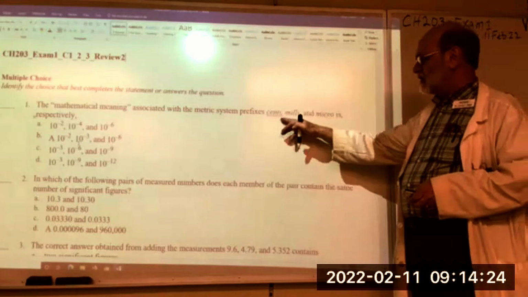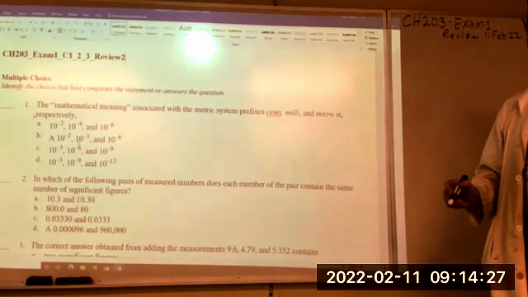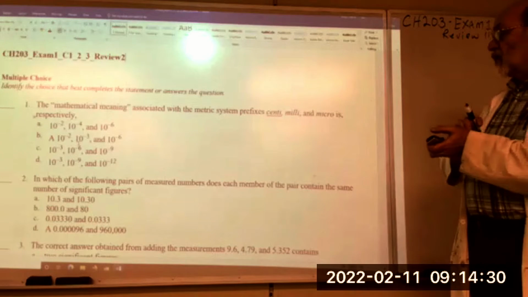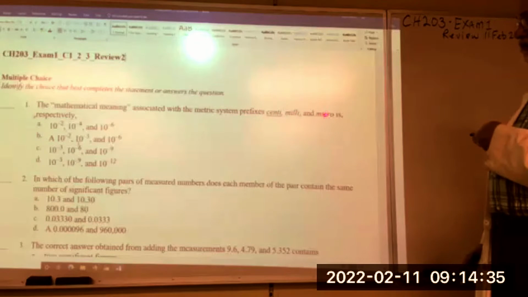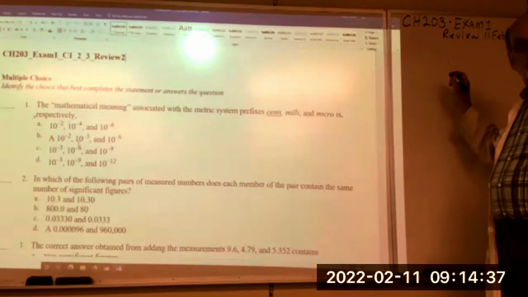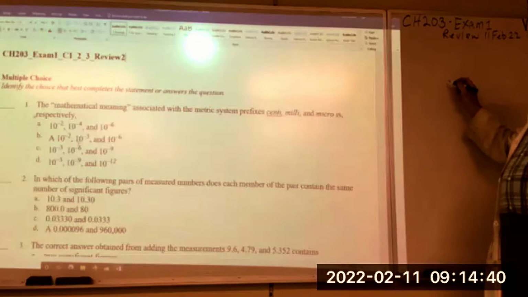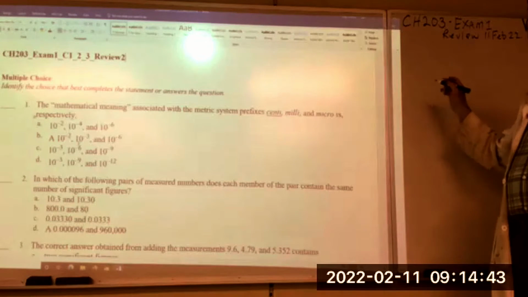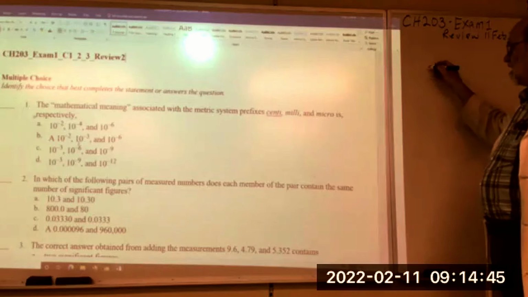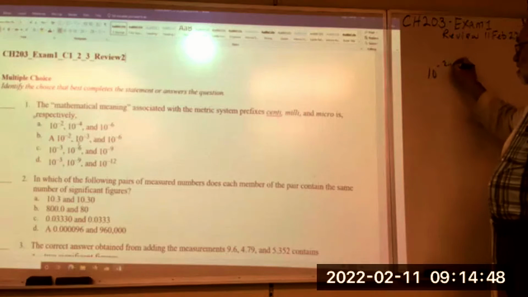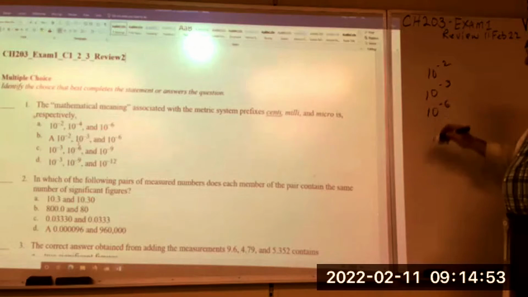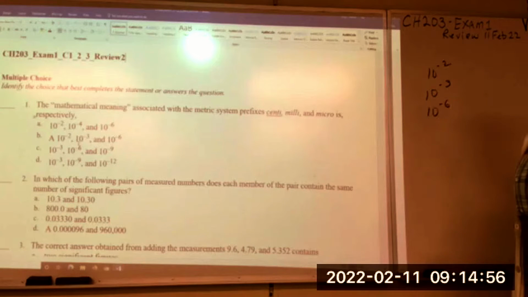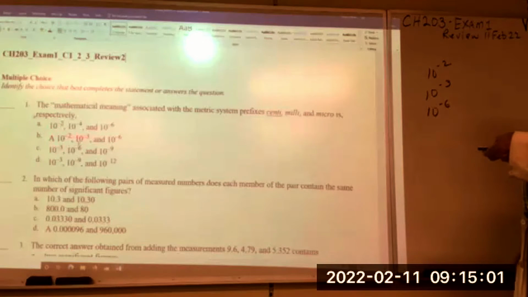When we look at prefixes, each prefix has a meaning. Right? So if we're asked the question, what do these prefixes mean? Centi, milli, micro? Well, centi is what? It's 100th. Yes. Centi is 100th. And then milli is 1,000th. Micro is a millionth. Okay, so it should be 2, 3, and 6. Here we go. B.